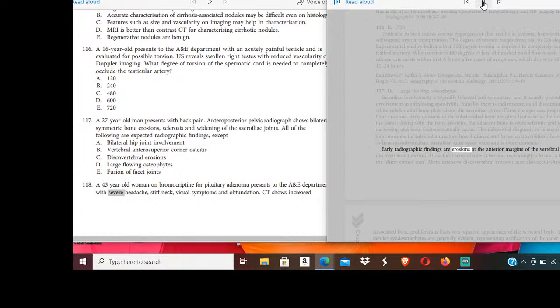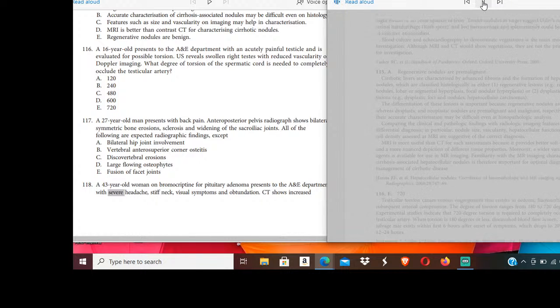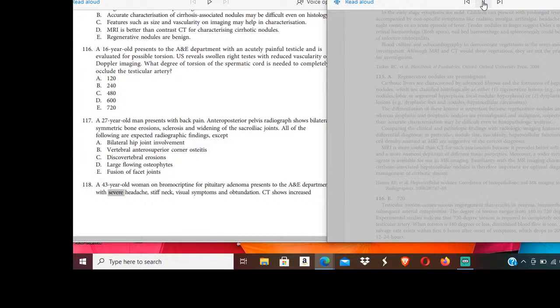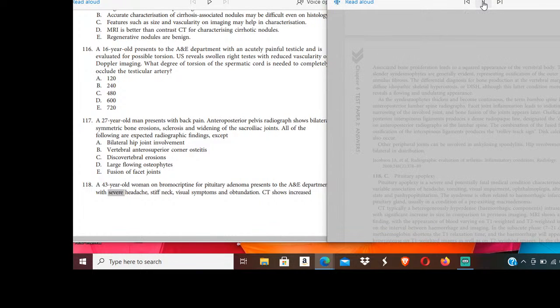Early radiographic findings are erosions at the anterior margins of the vertebral body at the discovertebral junction. These focal areas of osteitis become increasingly sclerotic, a finding termed the shiny corner sign. More extensive discovertebral erosions may also occur, the Andersson lesion. Chapter 6. Test paper 3, answers. 177. Associated bone proliferation leads to a squared appearance of the vertebral body.